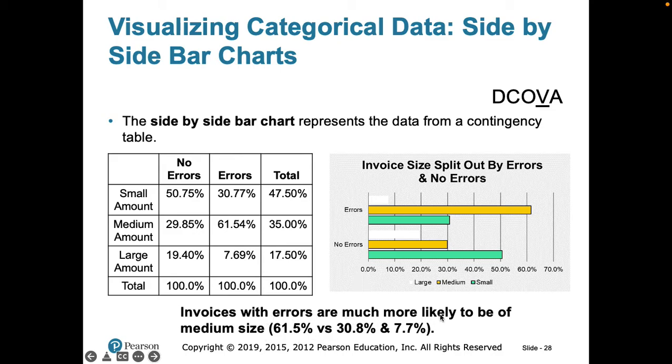Invoices with errors are much more likely to be of medium size. We already knew that because we had already seen the data, but putting it in a visual way, we can see where that is coming from. The white ones are large, which you can barely see here. The yellow are the medium invoices, and the green are the small invoices. So this puts the data into an easy way to see that.